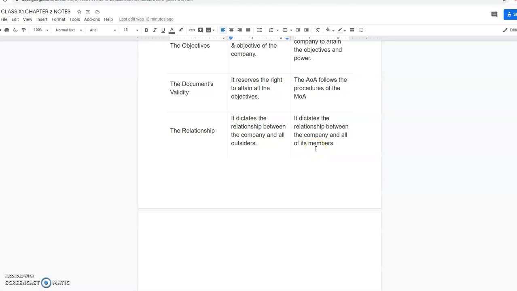So this was all in all about the company, the formation of a company with its major documents.